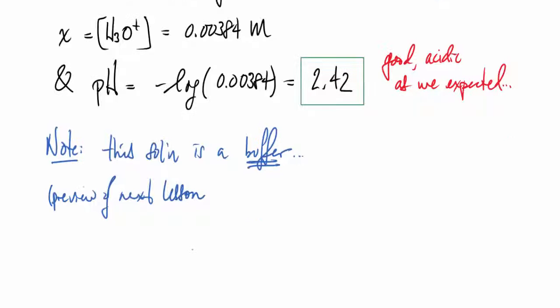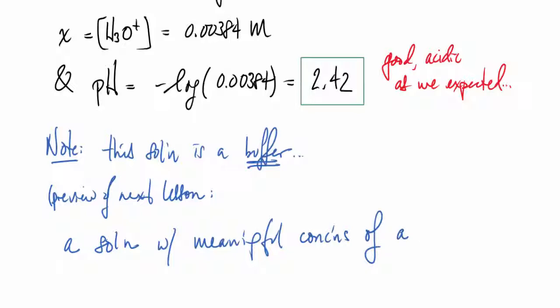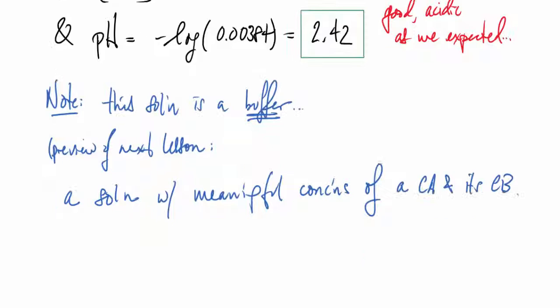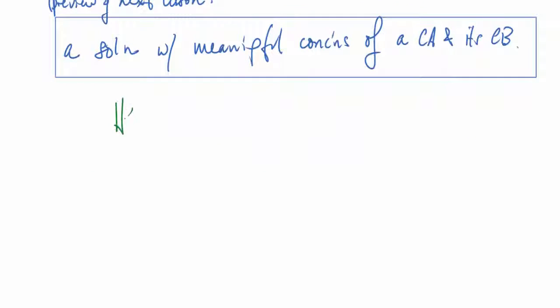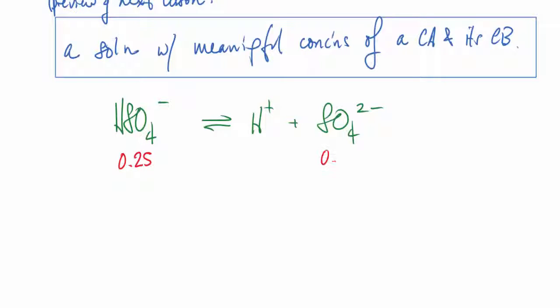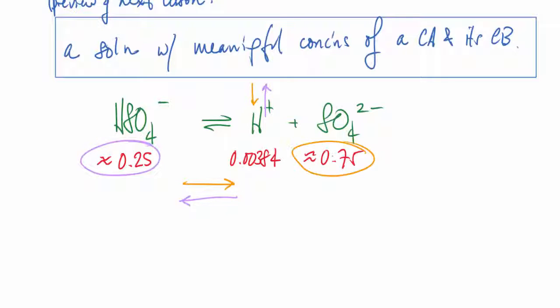So this solution is a buffer, and we'll just preview our next lesson a little bit here. Remember that a buffer, you've heard this before, is a solution with meaningful concentrations of a conjugate acid and its conjugate base. In our case, that was the bisulfate ion and the sulfate ion. Notice that these are the concentrations we had going in there. 0.00384 moles, it's not really much in there of the acid. So if you take some acid out, the equilibrium will shift to the right. If you add some in, it'll go left. And this solution can absorb or release protons, buffering.